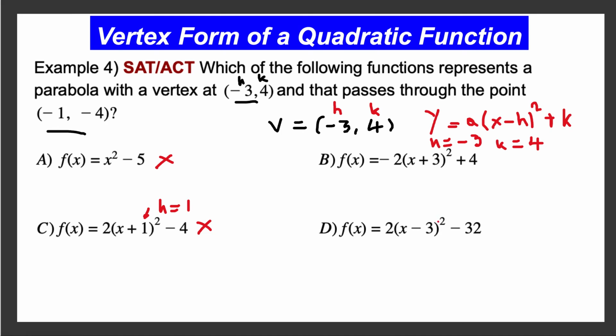But before that, let's check the other one. But here h is 3. So this is wrong, and k is minus 32. So this is wrong. Immediately, with just this step, we found that h is equal to 3, it's not minus 3. We can cross it out. This is not the right answer. So the only right answer here is B. So B is the correct answer.